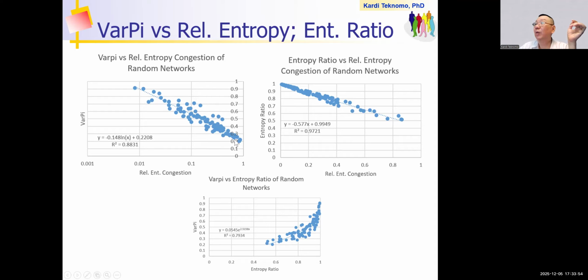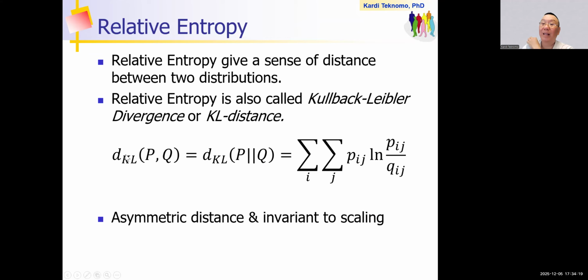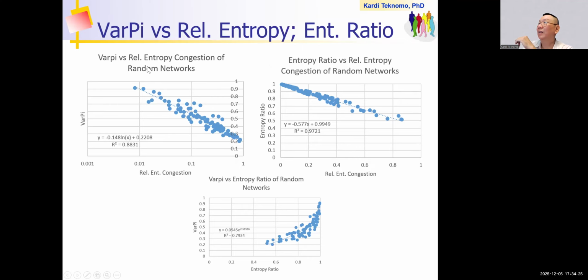If you look at this, the two of them are almost linear. But if you use Faripi and entropy ratio, they are non-linear. So what does it mean? If you use the Faripi index, they are just scaling of the relative entropy. Because it's linear, that means only scaling. So you can use either one of them, but I prefer Faripi. Why? Because this is simple, just maximum and average congestion.